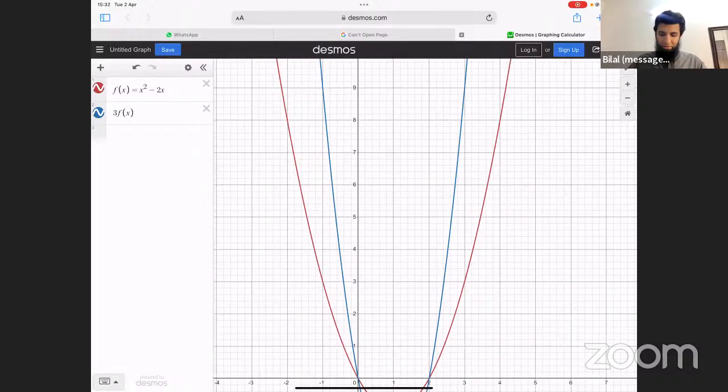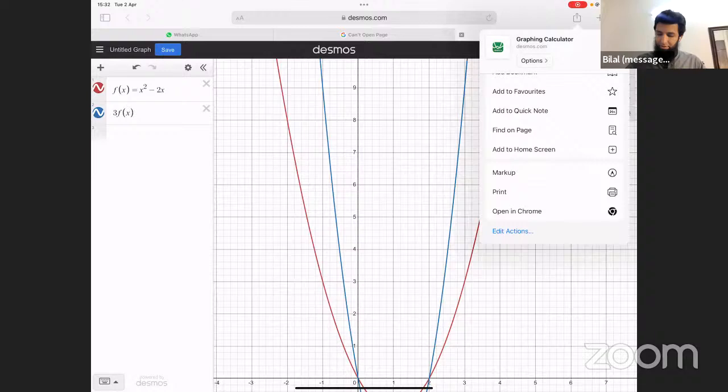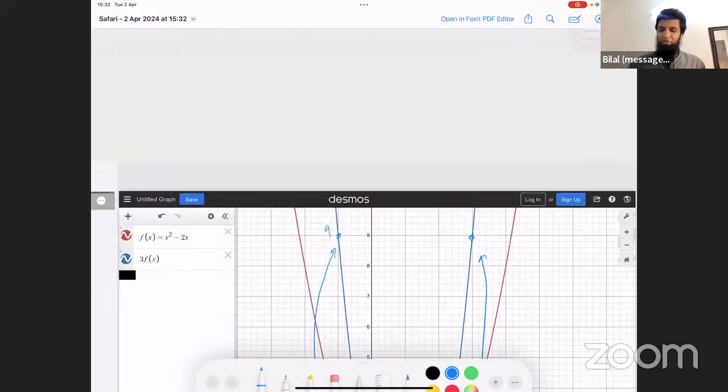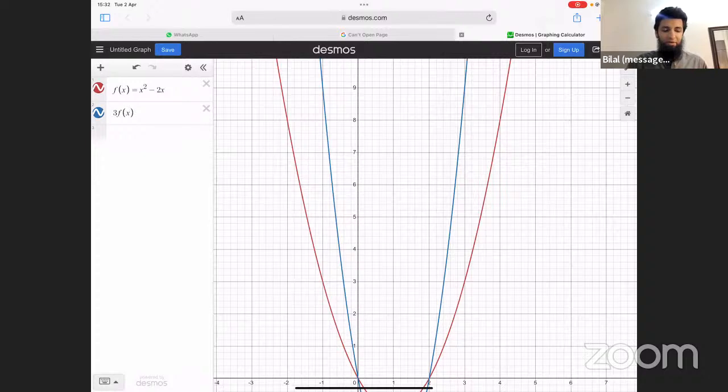Well, yeah, now it should be visible. So this point that was at 3 earlier, the y coordinate was 3, that point goes to 9, right? 3 goes to 9. Similarly, this 3 also goes to this 9. So every point is getting multiplied by 3 like this. The y coordinate of that is getting multiplied by 3. Does that make sense? So when you multiply by a number outside the function, it's a vertical stretch like this.